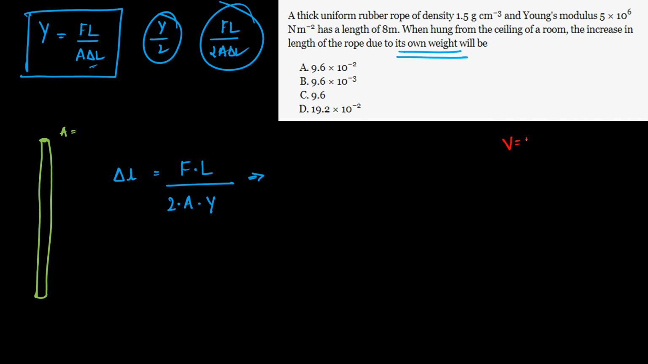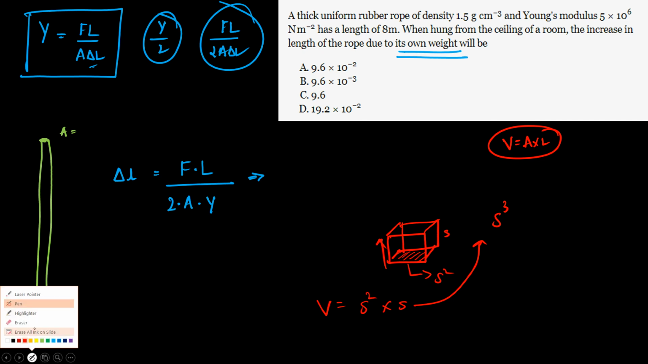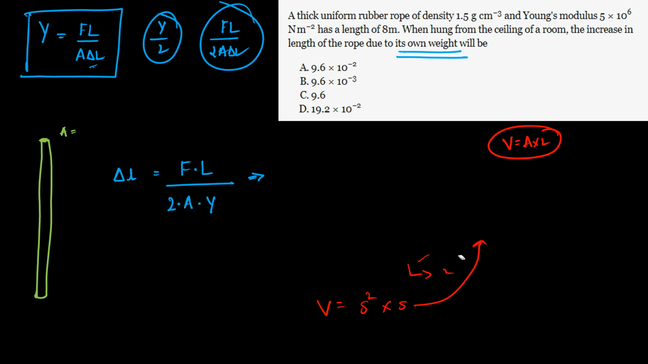Can I write volume as area multiplied by length? For example, if I have a cube, and the side length is s, the volume is s cube. Can I write the volume of this particular cube as the base area? What is the base area? This is a square, so s square, multiplied by one of its lengths, it is going to be the volume. So the formula for volume is area multiplied by length. I will be using this particular formula, because area is not given to you in the question directly.